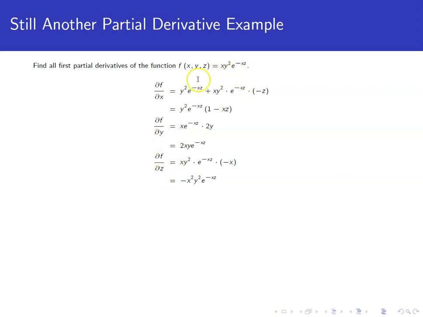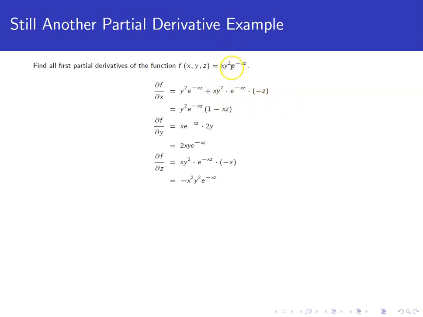So notice that if we take the derivative with respect to x, I really have two functions of x, right? I've got an x here and an e to the minus xz here. So to do this derivative, we'll have to use a product rule. Derivative of x is 1. The second function is just this whole piece, so that's where the y squared e to the negative xz comes from. Then plus the first times the derivative of the second.